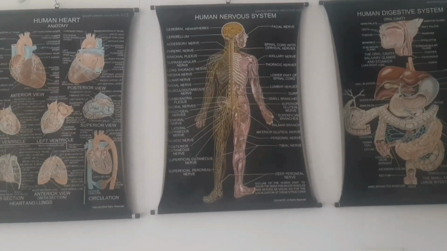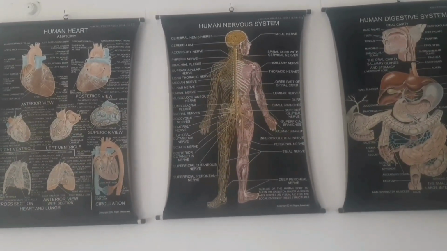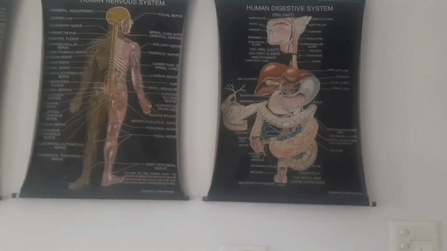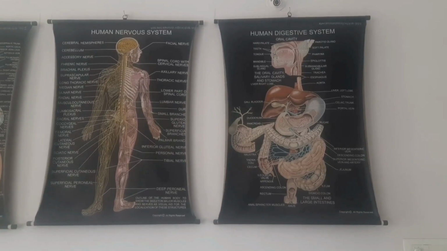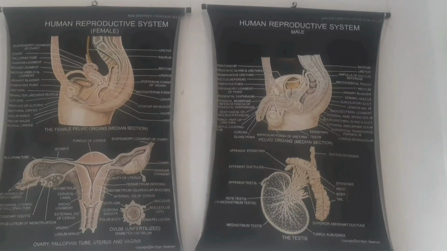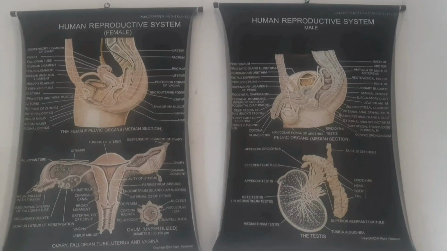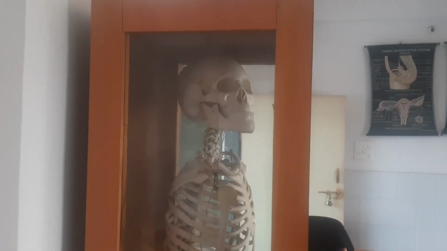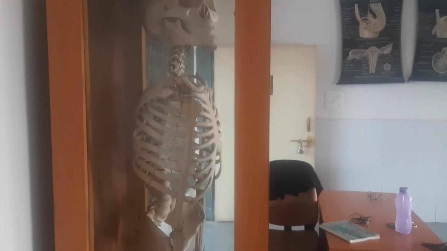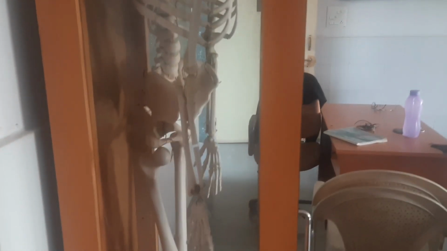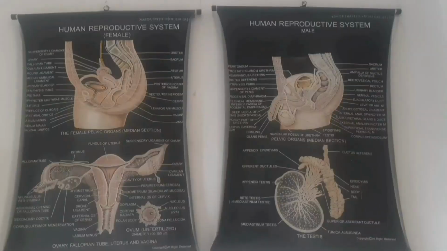After that, the chart of the human nervous system. After that, the human digestive system. You can see the various organs which are located in this system. Finally, these are the charts of the human reproductive system, both male as well as female. This is the human skeleton, by which we can understand the human skeletal system completely in the form of appendicular and axial bones. Students, this is our lab technician, Lingole madam.